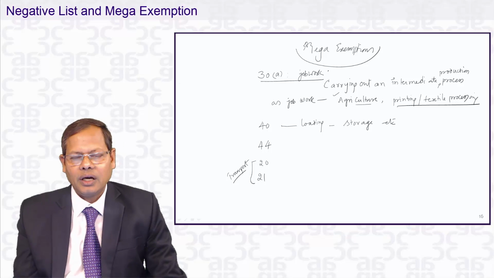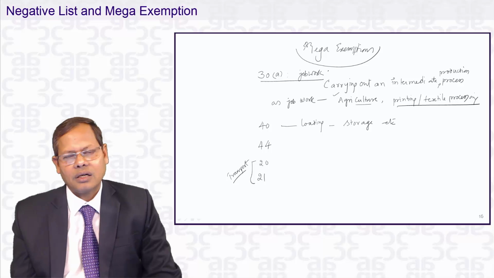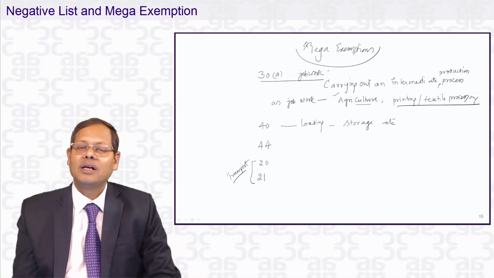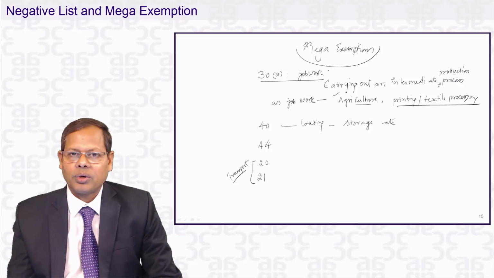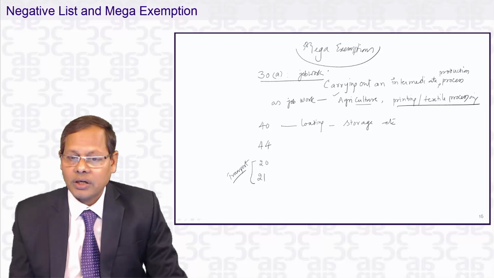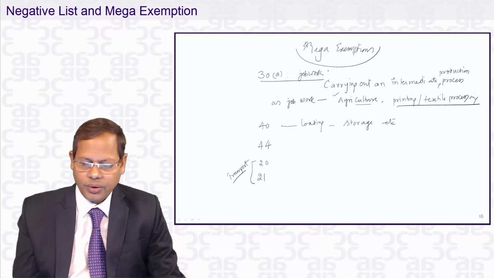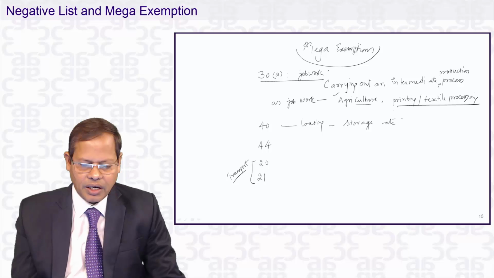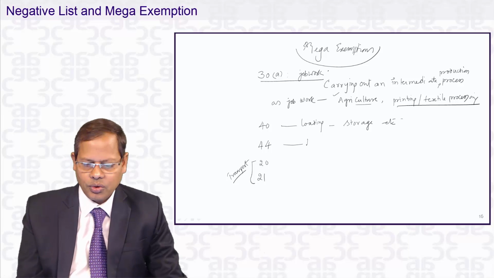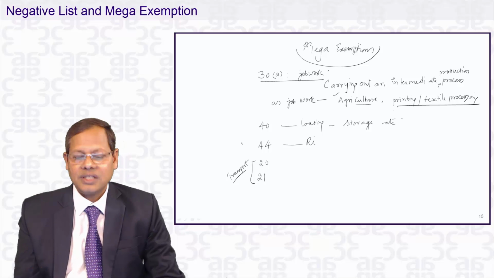See, loading of agricultural produce or storage of agricultural produce is already under the negative list. What else is there? Other than agricultural produce, maybe goods meant for secondary market like rice, cotton, etc. They have given loading, storage, etc. And 44 is about ripening. This is the latest one.